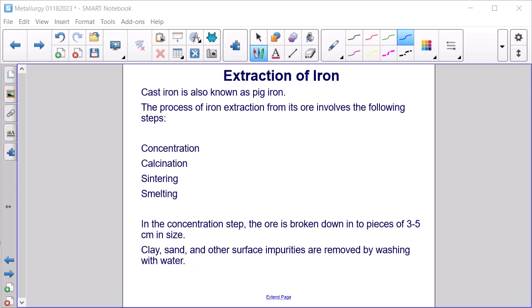The process of iron extraction from its ore involves the following steps: concentration, calcination, sintering, and smelting. In the concentration step, the ore is broken down into pieces of 3 to 5 centimeters in size. Clay, sand, and other surface impurities are removed by washing with water.